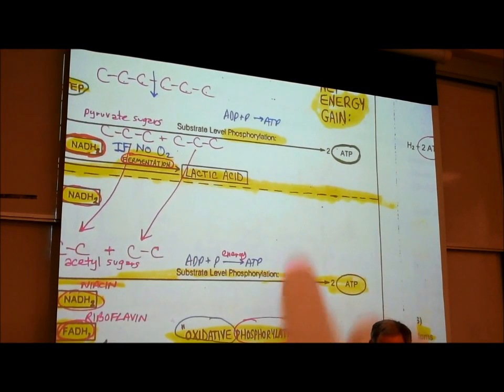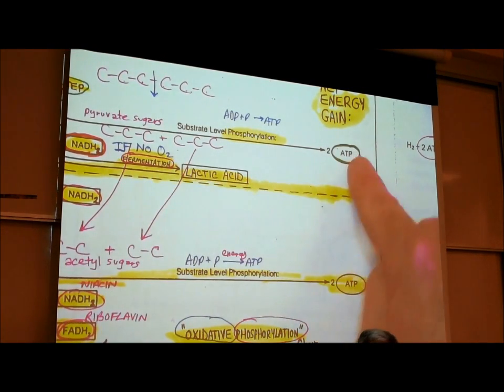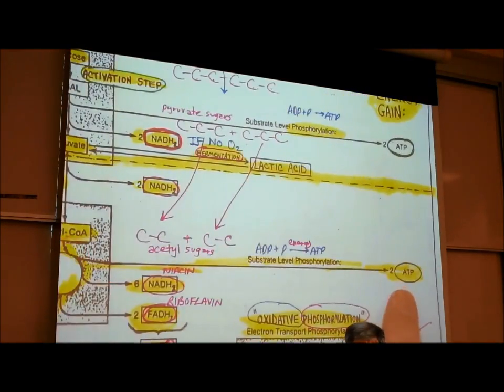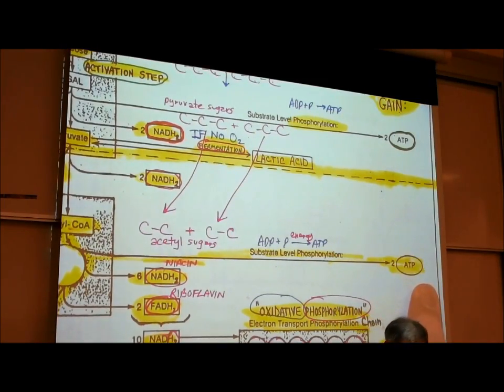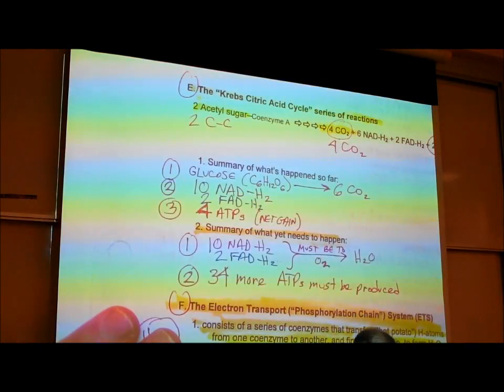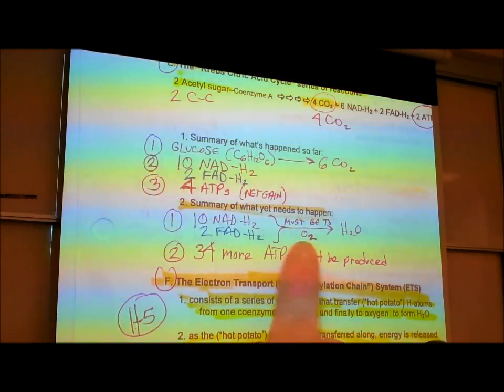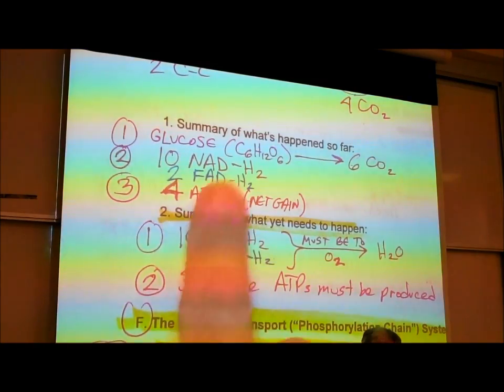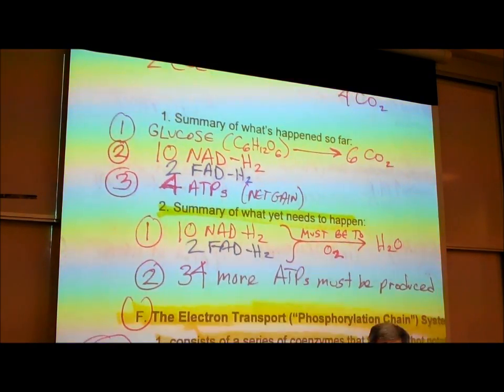Finally, so far, we have a net gain of 4 ATPs. 2 ATPs were produced in glycolysis. 2 more ATPs were produced in the Krebs cycle. That's so far 4. All right? So back on page H5, I've shown you how we account for what I've just told you, what has happened so far.